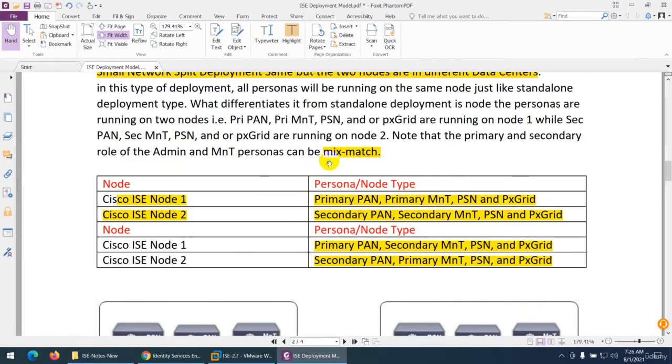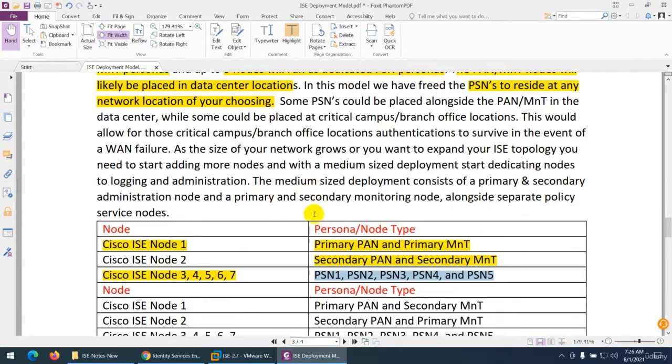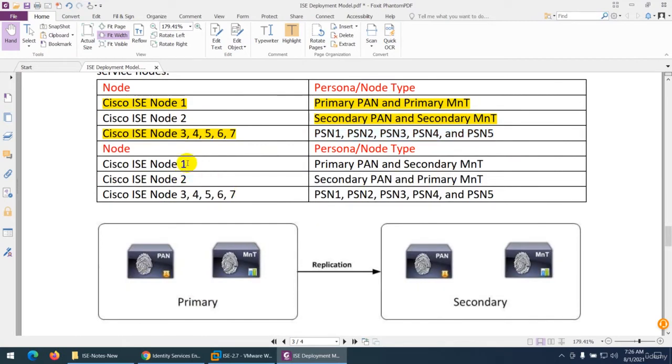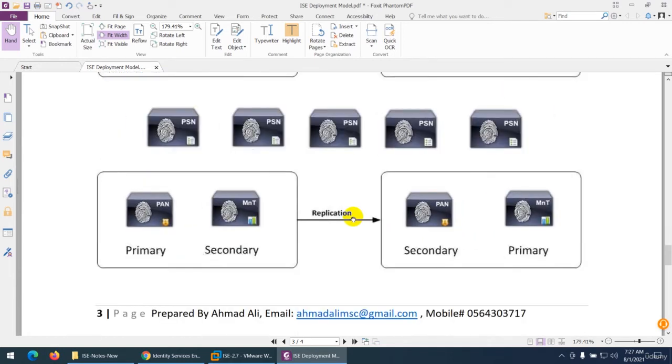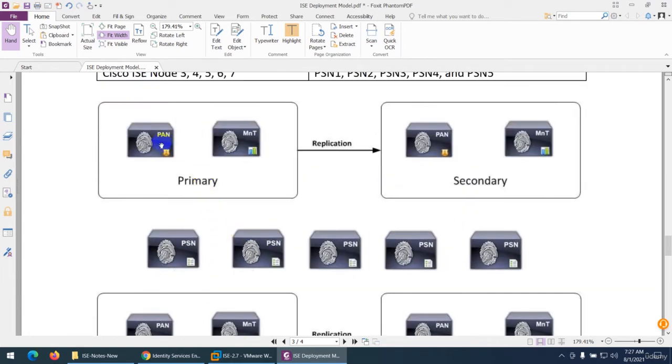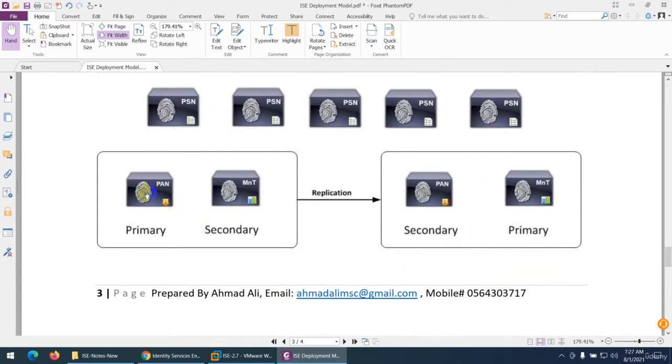Second, we can do a mix and match as well. How? We will make the first box primary PAN, but we will make it secondary MNT. And we will make the second box secondary PAN but primary MNT. And the 5 other boxes are definitely nothing but PSN. So this is the first box: primary PAN, primary MNT. But in the next, I make it primary PAN but secondary MNT. And the second box I make secondary PAN and primary MNT.